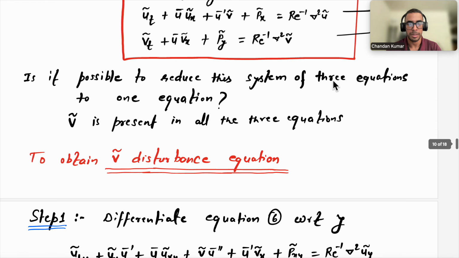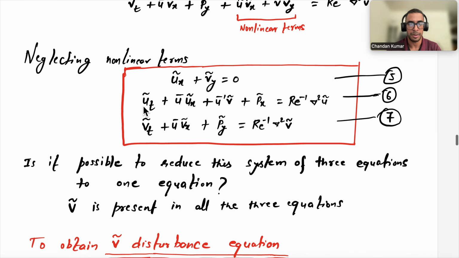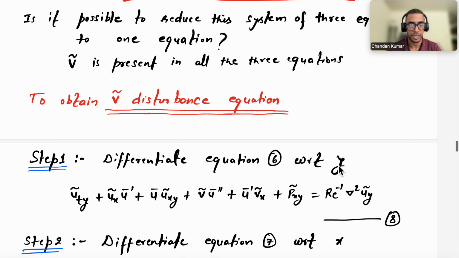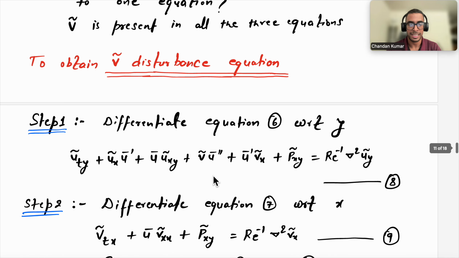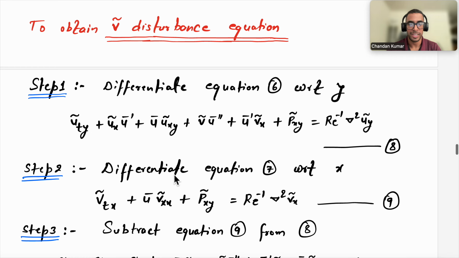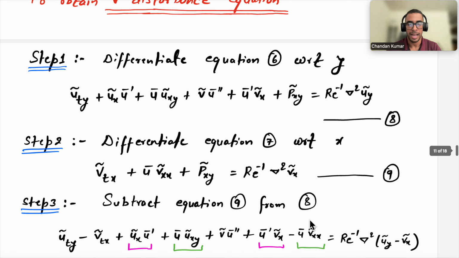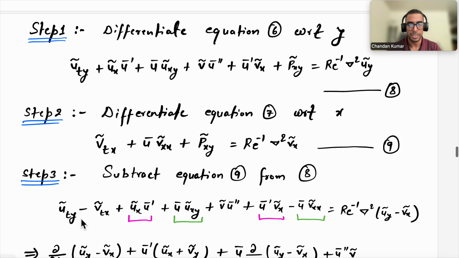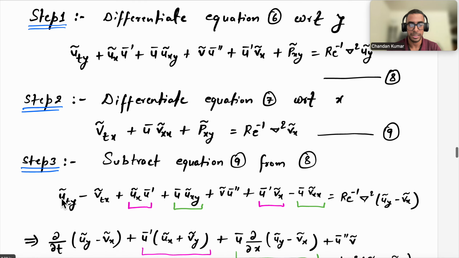If you go above, equation 6 is basically our x momentum equation. So we are going to differentiate the x momentum with respect to y, and then we will get this particular equation. The second step is to differentiate equation number 7, which is the y momentum, with respect to x, and then we are going to get this equation. Step 3 is to subtract equation 9 from equation 8, and this will give us this particular equation which we have here.